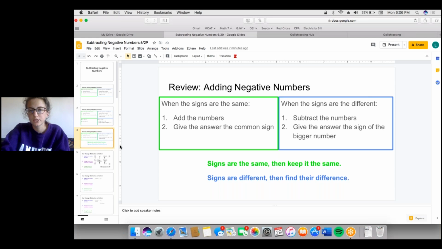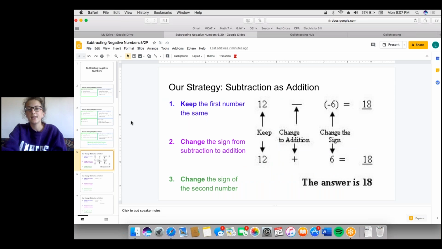The reason I wanted to start with this review is because if we know how to add positive and negative numbers, then we can subtract positive and negative numbers with just one more step. And that's true because we can turn any subtraction problem into an addition problem. And if we can turn any subtraction problem into an addition problem, then we can solve any subtraction problem. And the way we do this is a strategy called keep, change, change, which you see here. In this strategy, you might be given a subtraction problem with positive and negative numbers, like you see in the top line. And the strategy is keep, change, change.